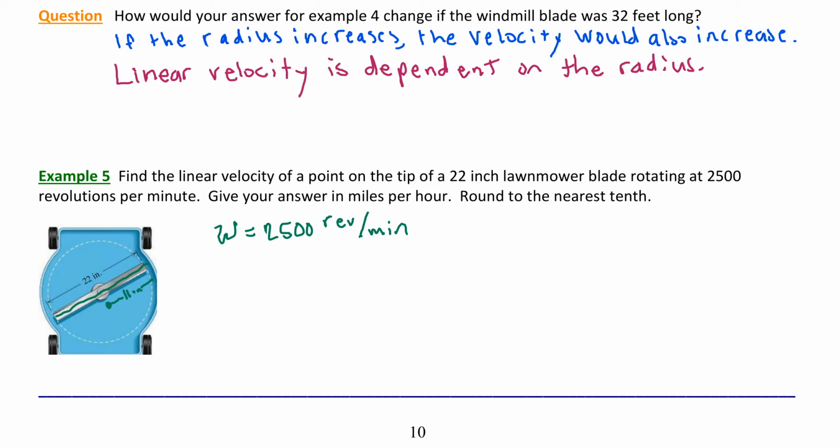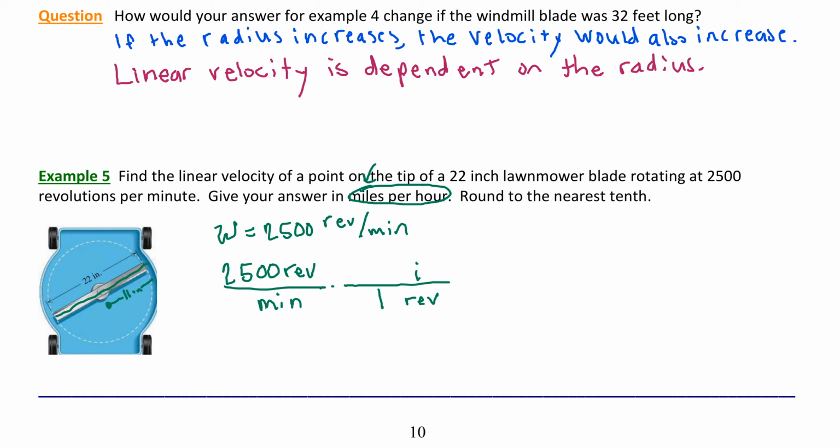In order to answer the question, we simply need to convert this angular velocity to linear velocity by paying attention to those units. So we're going to start with 2,500 revolutions per minute, and we need to convert revolutions to miles. So in 1 revolution, we're going to put revolutions on the bottom to cancel. In the top, we need to convert this to miles.